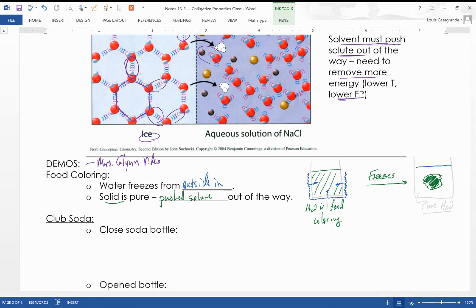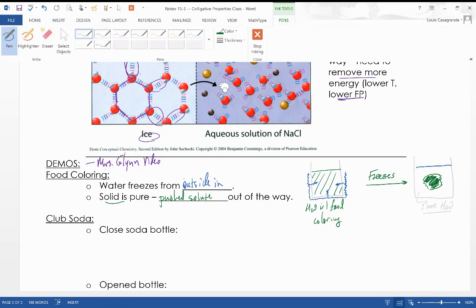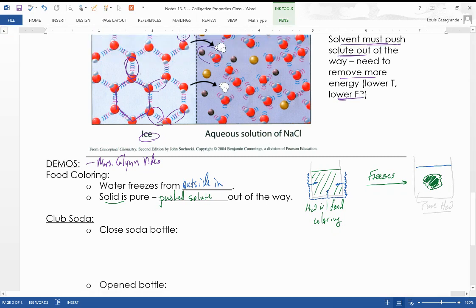And then there's our club soda demonstration, the soda bottle. So let's describe what's going on in the club soda demonstration. So this is our before. Before we opened the club soda, the soda bottle was closed. Now, a couple of things were going on. The temperature was about -8 degrees Celsius, give or take. What that means is it's below the normal freezing point.